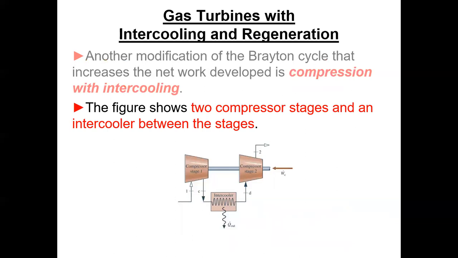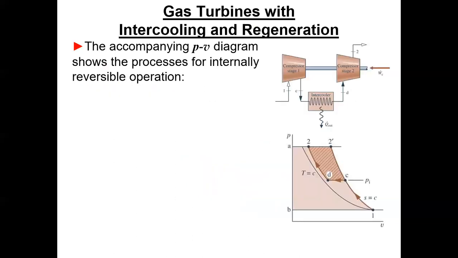Okay, so that's what it looks like. So let's take a look. And again, this is ideal stuff. Say our basic cycle is 1, 2 prime, A, B, 1. This is a line of constant entropy, and this is all reversible and adiabatic. And so that enclosed area is the work required by the compression process. So we're going to show this on a PV diagram.